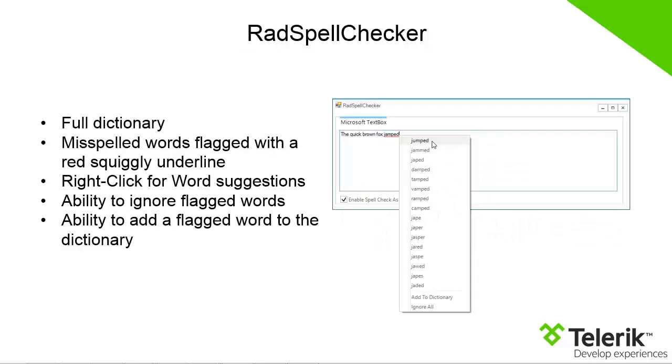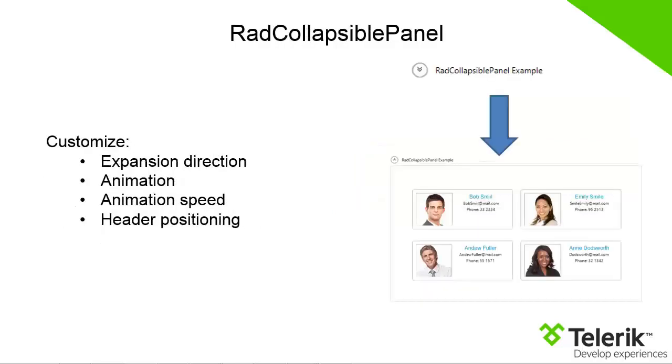RadSpellchecker is another tool that's been added to the toolbox. It comes with a full dictionary that's used to identify misspelled words in text and flags them with a red squiggly underline. Right-clicking one of these flagged words provides you with a list of word suggestions, and you're able to replace that misspelled word with one from the list, or you have the ability to ignore the flagged word or add the flagged word to the dictionary so that it's not identified as a misspelling in future usages.